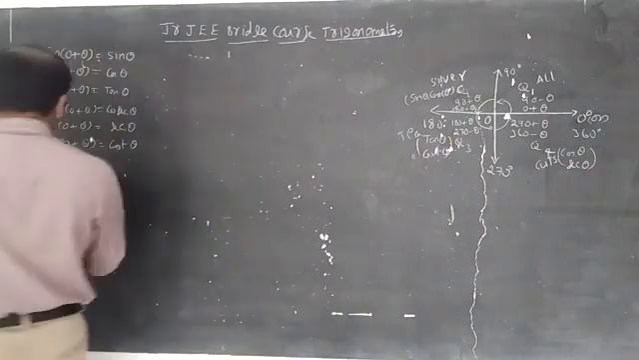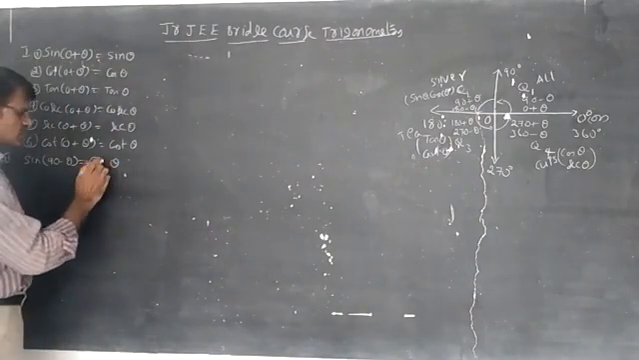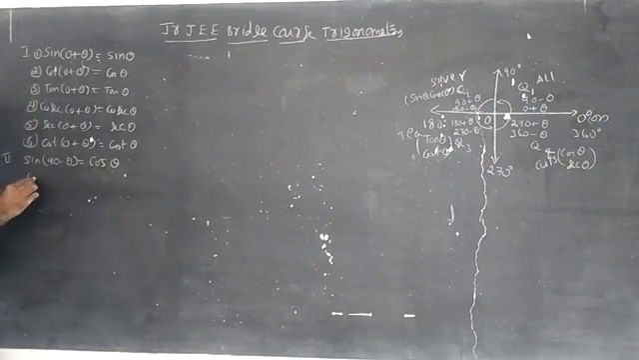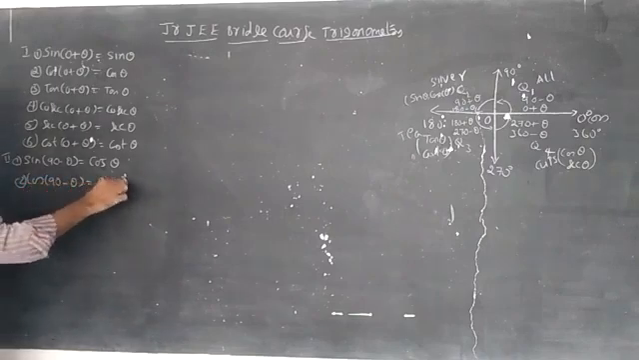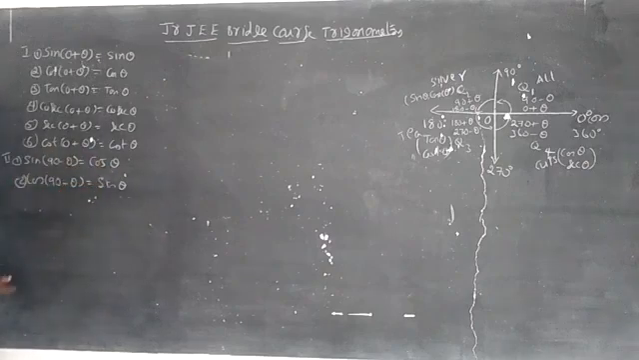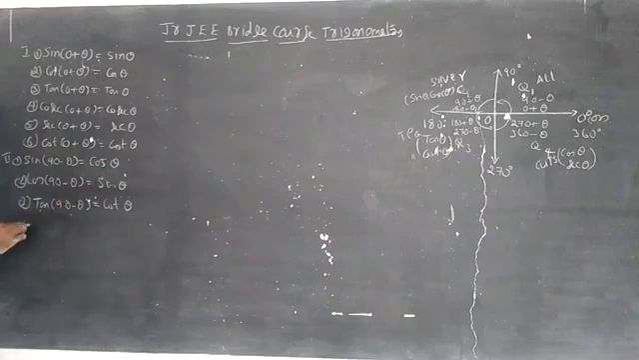Sin of 90 minus theta becomes the co-function, cosine theta. Take the first 3 letters, it becomes cos theta. Now, cos of 90 minus theta becomes sin theta, because everything is positive, the value you are getting is positive. Next, third one: tan of 90 minus theta is equal to cot theta, because cotangent comes.